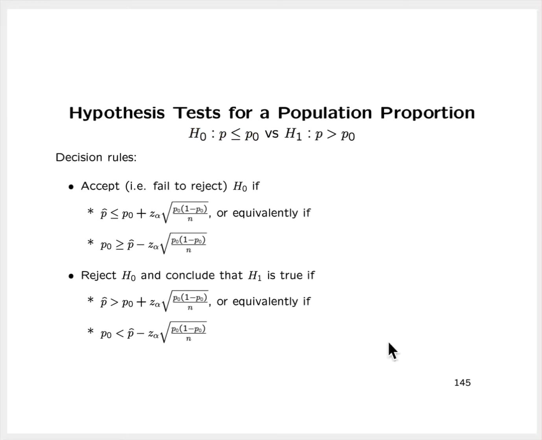And again, we can restate this in terms of decision rules, action rules. So we would accept or fail to reject the null hypothesis if p hat is less than or equal to this critical point, and we would reject the null hypothesis and conclude that the alternative hypothesis is true, again at a significance level of alpha, if the observed value of p hat exceeds that critical point.